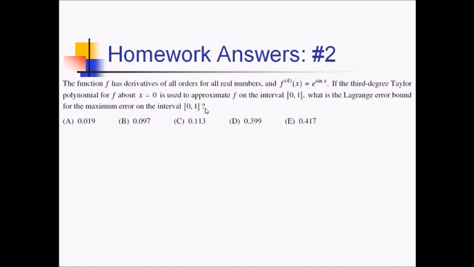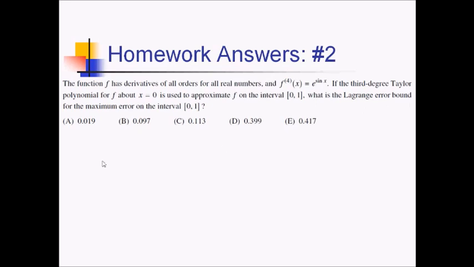So this is a different kind of problem, because they're not asking for Lagrange error on just a specific number that we're plugging in. They're asking, across this whole interval, if I plug in everything on this interval, what's the biggest Lagrange error bound I can get? But we're going to start by at least writing the Lagrange error bound form for this thing, and then we'll figure out the rest.